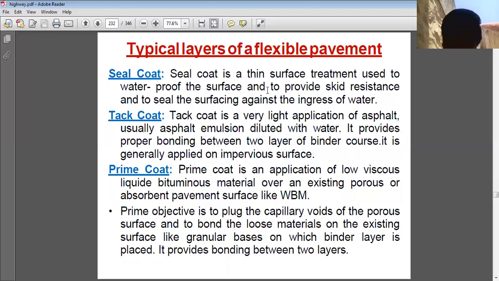Prime coat is the application of low viscous liquid bituminous material on an existing porous surface like WBM, water bound macadam. The prime objective is to plug the capillary voids of the porous surface and bond the loose materials on the existing surface, like granular base on which the binder layer is placed. It provides bonding between two layers. The prime coat, tack coat, seal coat, these are the typical layers.